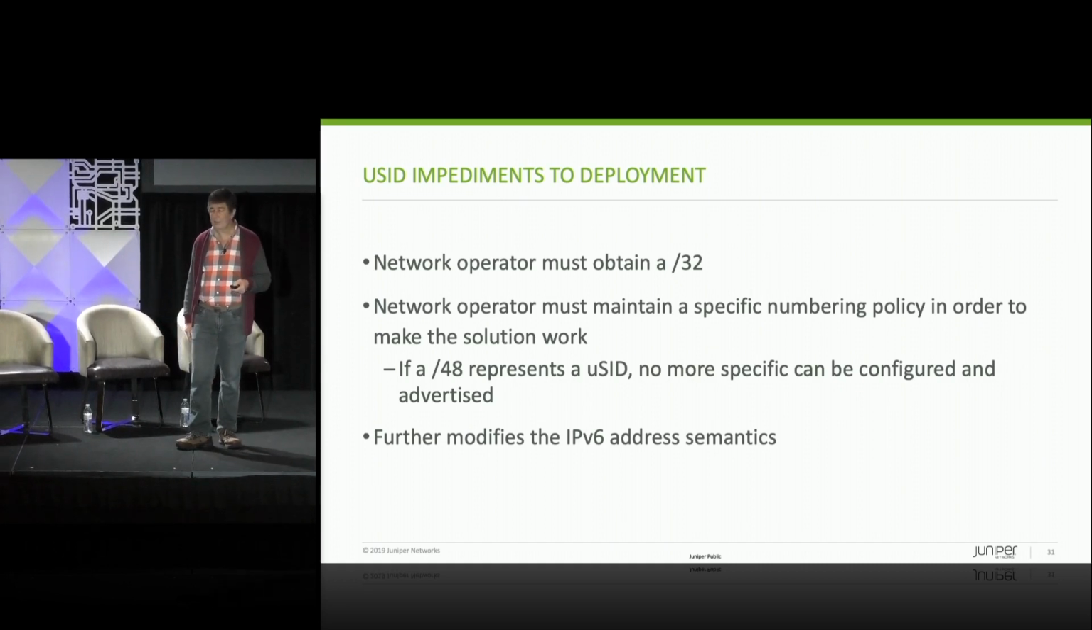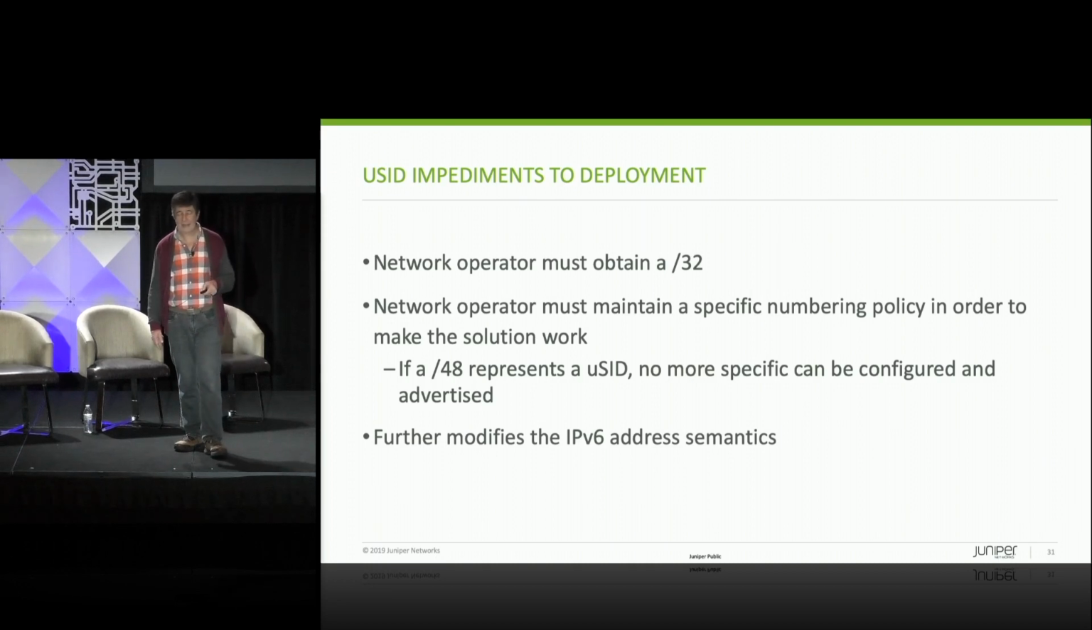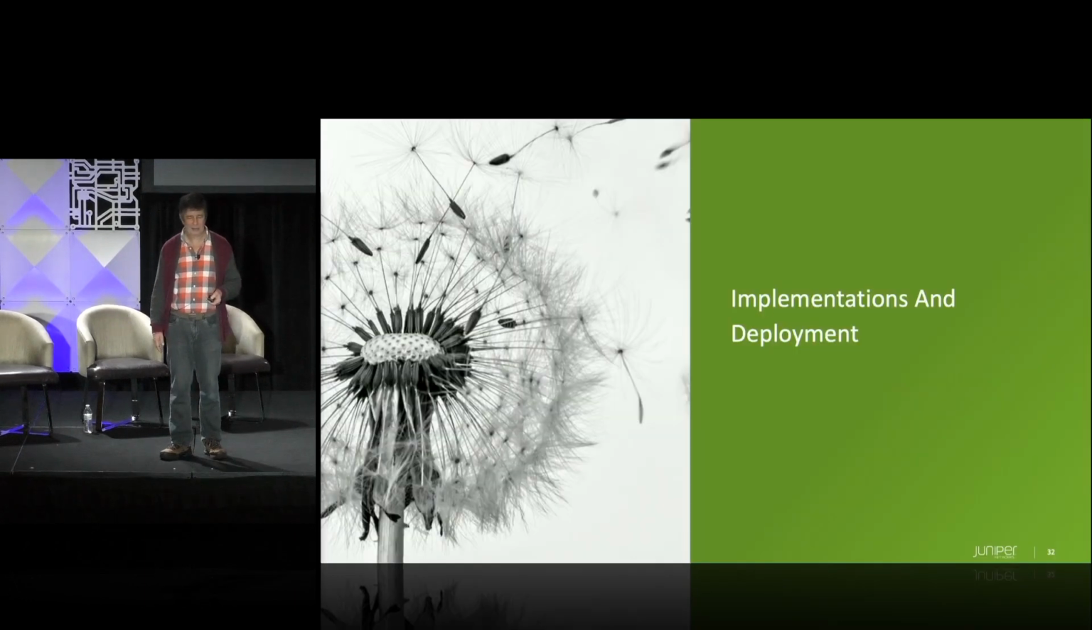For instance, if a /48 represents a microSID, you better not advertise anything more specific than that /48, or else you create black holes, and it further modifies the IPv6 addressing semantics.